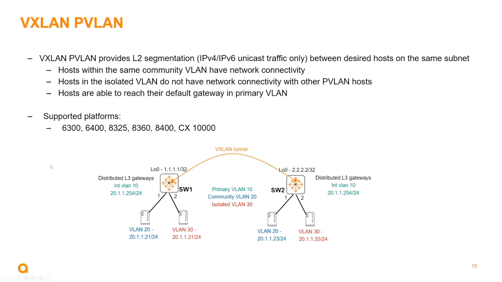When we're taking a look at VXLAN PVLAN, of course, VXLAN private VLAN is providing us with this layer 2 segmentation. In these solutions, we support IPv4 and IPv6 unicast traffic only. Of course, hosts within the same community VLAN are going to have network connectivity. Hosts in isolated VLANs will not have network connectivity with the other PVLAN hosts, but hosts are going to be able to reach their default gateway in that private VLAN. And these solutions with VXLAN are actually going to be supported on all the switches we see here: the 6300, 6400, 8325, 8360, 8400, as well as the new CX 10000 switch.